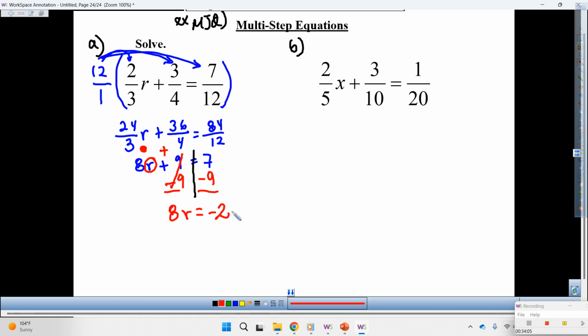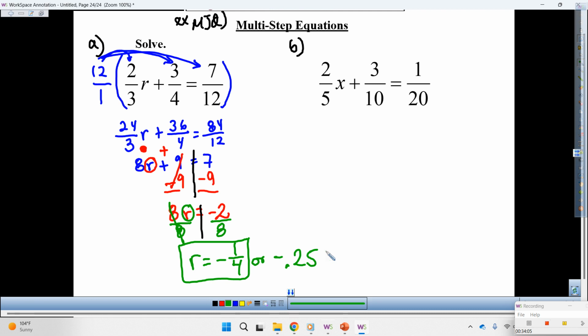Let's continue. Circle your r. What is the 8 doing again? Multiplying. What is the inverse? Divide by 8. We do that to both sides. So therefore, we're left with r equals negative 2 over 1, negative 2 over 8. Simplify that, that's negative 1/4. If you got decimals, then it's negative 0.25. That's fine.